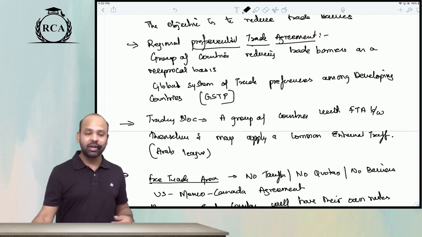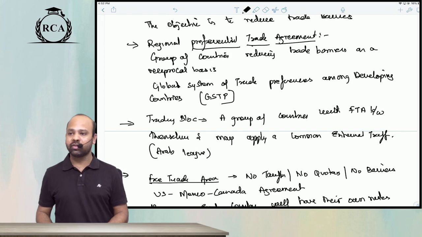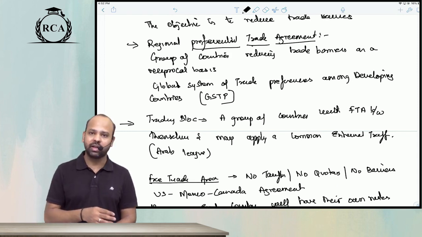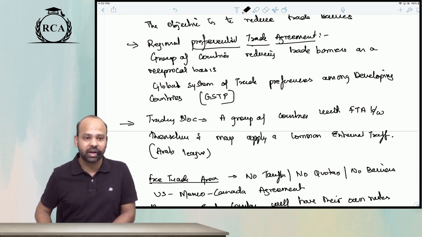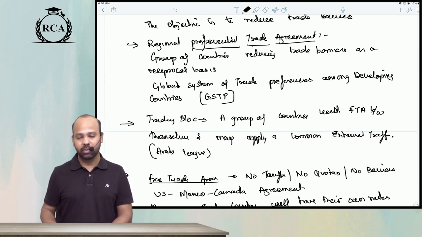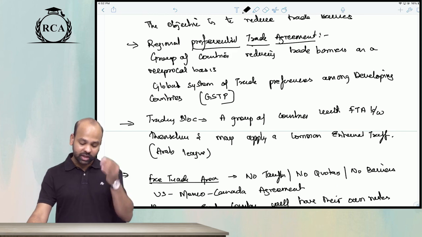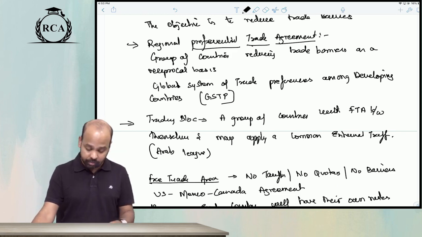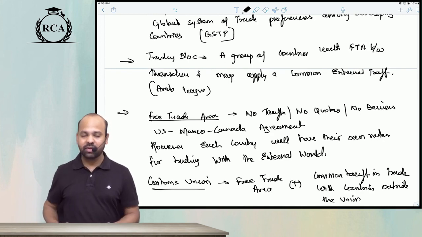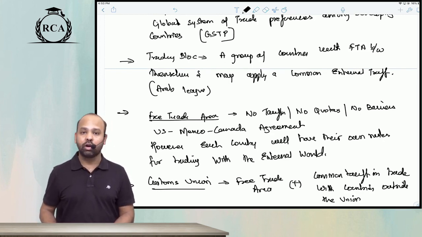And then there can be a regional preferential trade agreement, guys. So this is basically a common agreement between a couple of countries that would give preference, guys, on a reciprocal basis. So I told you we have the general global system of trade preferences among developing countries, in which India is also a member. Trading bloc as such is basically a group of countries with a common free trade agreement.